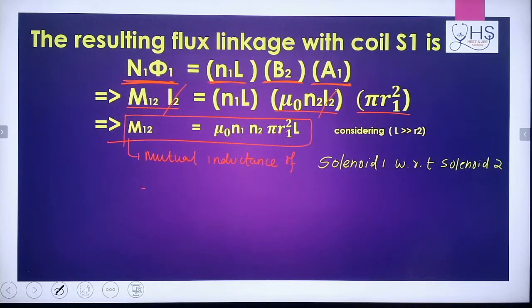So here we calculated M12. Similarly, we can also calculate M21. So what is M21? The mutual inductance of solenoid 2 with respect to solenoid 1. That also we can calculate, but we don't need to do that. So up to this one we'll do. For two coaxial solenoids, if a question comes, we'll do this, and we can say that if we calculate M21 it will be equal. Both will be the same. That one we can say orally. Normally you can write that.